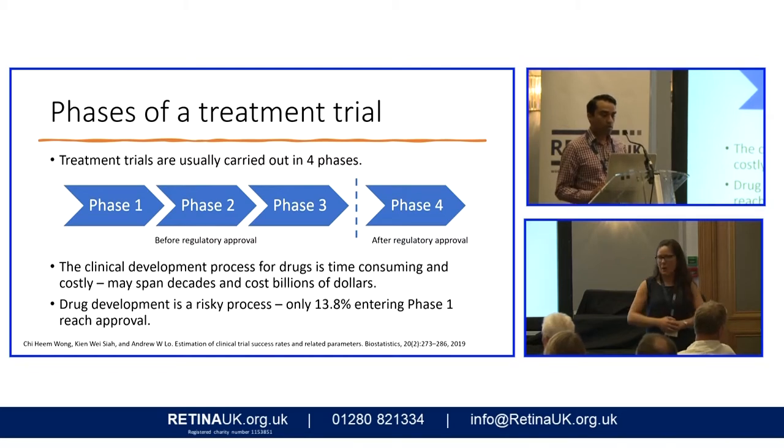These treatment trials are usually carried out in four phases. Phases one, two, and three tend to occur before any regulatory approval, and phase four occurs after a particular drug, let's say, has been approved for use in patients. The clinical development process for drugs is both time-consuming and costly, and it can sometimes take decades and cost up to billions of dollars for a potential candidate drug to make it through to approval to be used in patients. This process is also risky, so just over one in 10 drug candidates that enter a phase one trial may only make it to approval and be able to be used in patients.